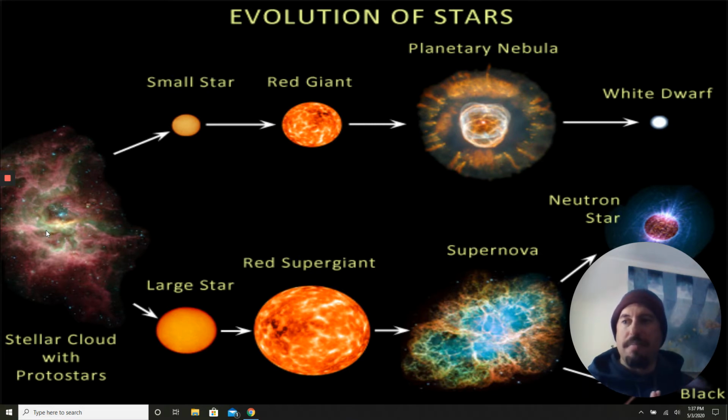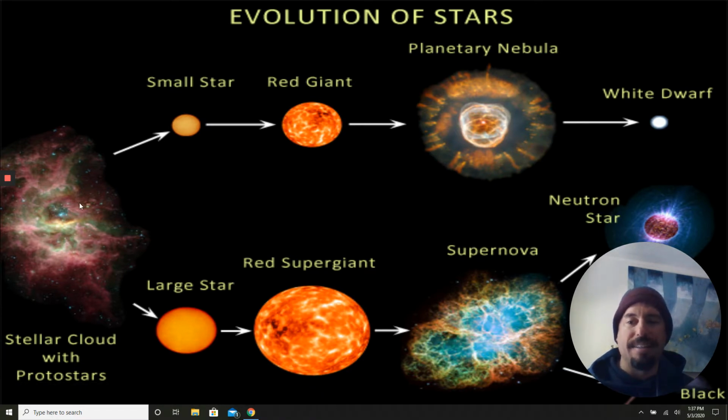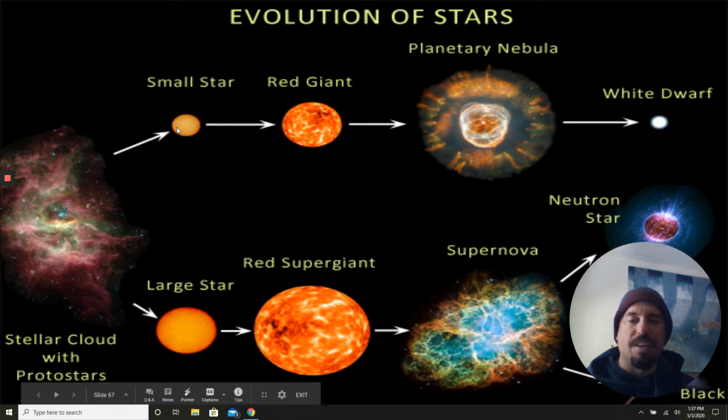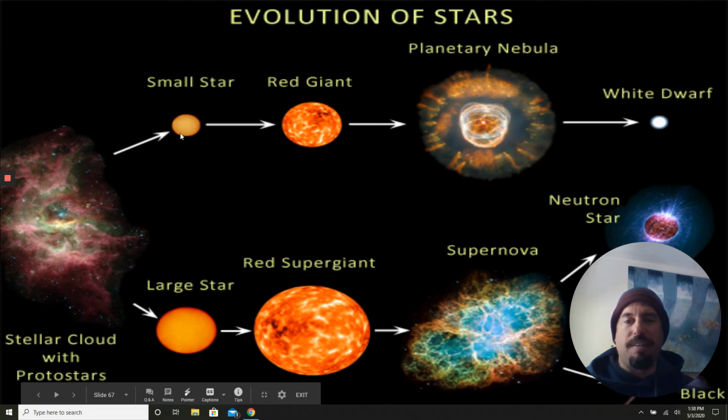Once the hydrogen fuses with helium and the star turns on, it will either become a small star or a large star, depending on how much mass is in this nebula and the mass of the protostar. So if there's a lot of mass, it'll be a large star. Small mass, obviously, will be a small star. These are called main sequence stars, the large and the small, this area right here.